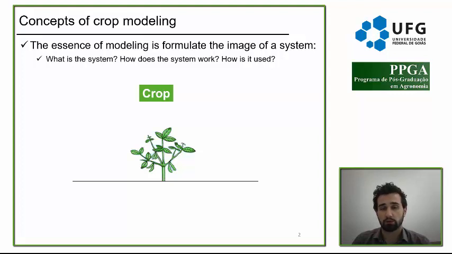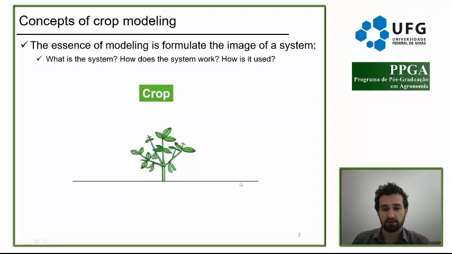So when you are working with a crop model, we need to define what the system is, how the system works, and how this model will be used. You need to define these conditions to build a model or to choose the correct model to make the simulation, get the outputs and results, and make a management decision based on this information that you are simulating.